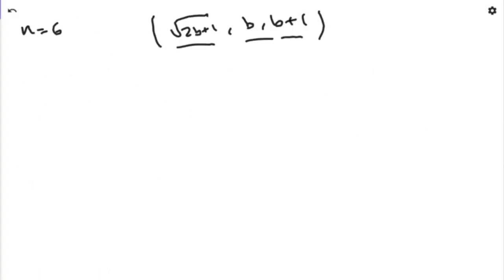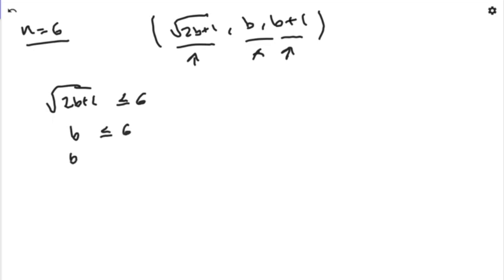So now the most confusing part about this is finding the amount of triples such that each number in this triple is an integer less than or equal to n. So let's take an example. Let n equal 6. Let's try and find how many solutions we can have. So we need each of these numbers to be less than or equal to 6. So we know that the square root of 2b plus 1 is less than or equal to 6, b is less than or equal to 6, and b plus 1 is less than or equal to 6.